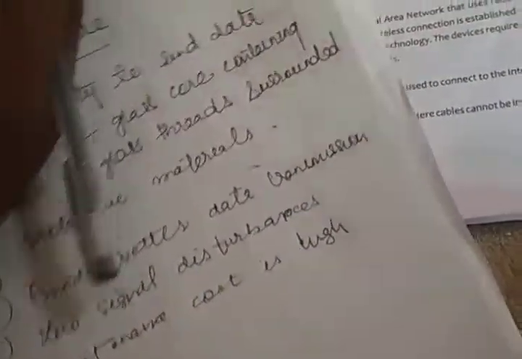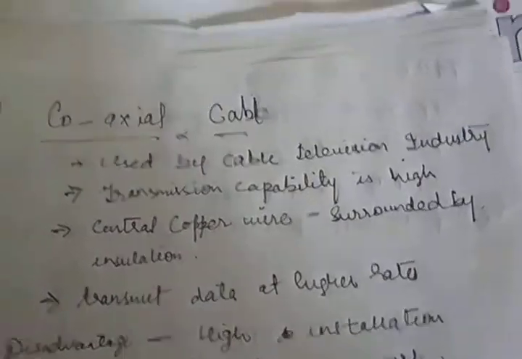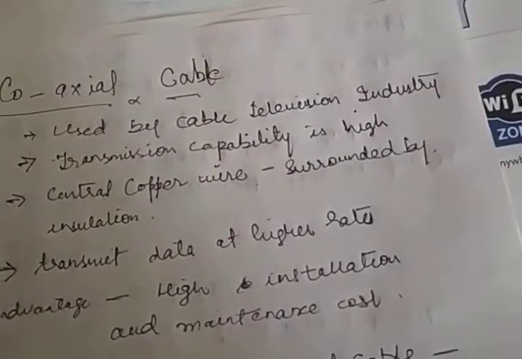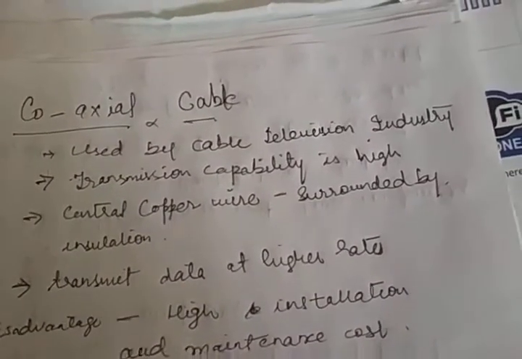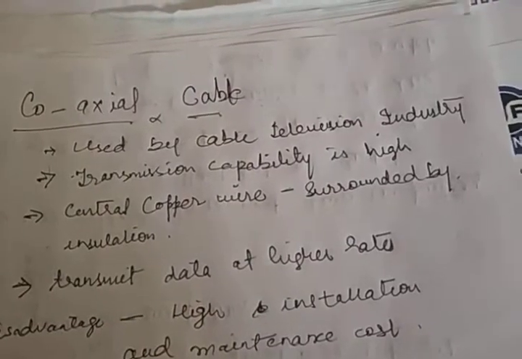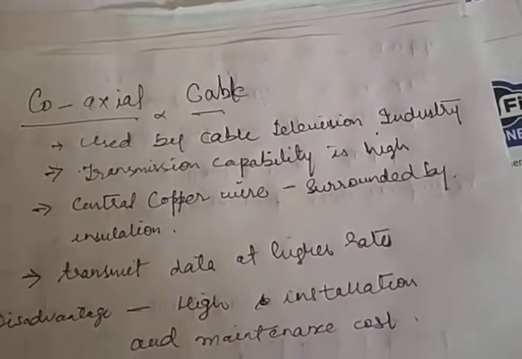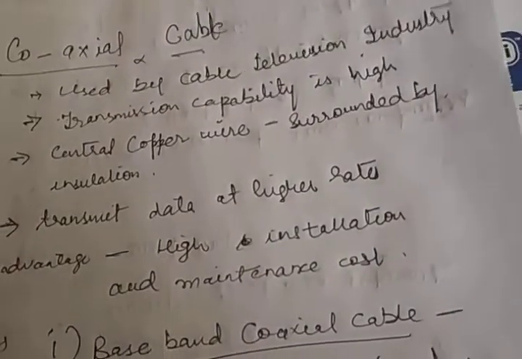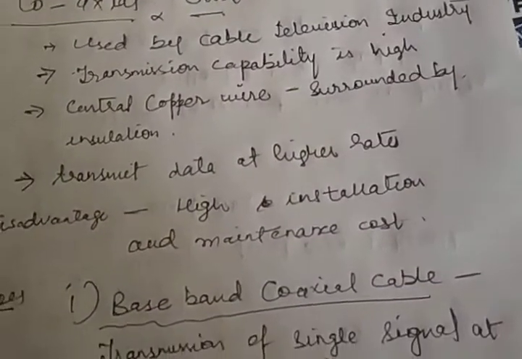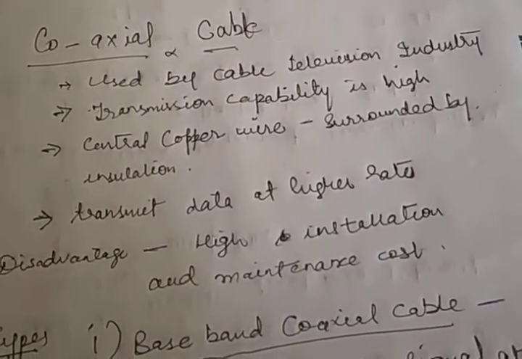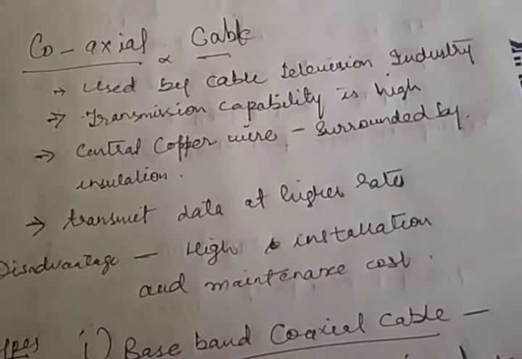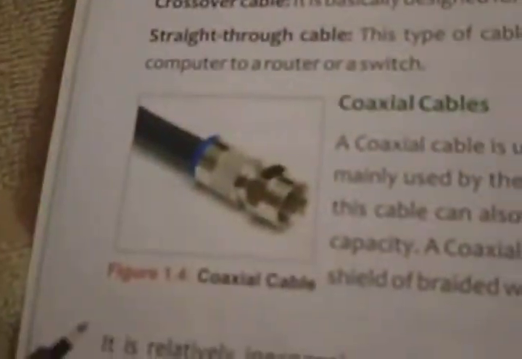Next we are going to know about the second part, that is the coaxial cable. This cable is basically used by the cable television industry. Those who are providing the cable connection use this type of cable. Its transmission capability is also high, meaning the data is transmitted at a very high speed as compared to the Ethernet cable. ठीक है. It consists of a central copper wire, which is surrounded by insulation. You can see the figure of coaxial cable.